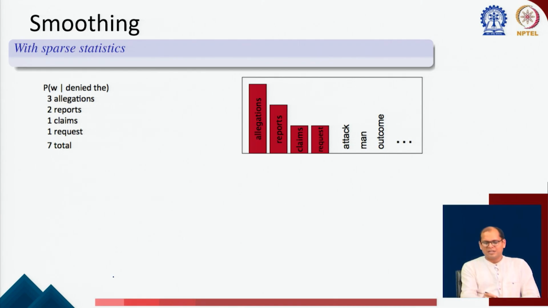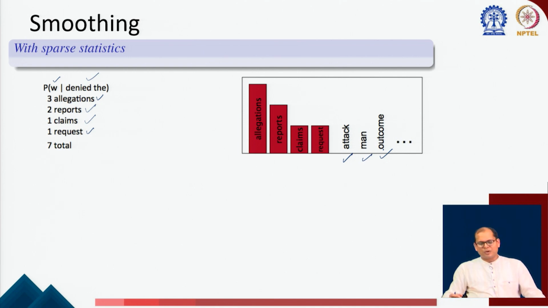For example, we have the probability of a word w given denied the. In my training data, let us say I have seen the word allegations occurring 3 times, reports occurring twice, claims occurring once, and request occurring once. So, in total I have seen denied the 7 times, and these 4 words occur with different numbers of times. But I have never seen denied the attack, denied the man, denied the outcome. I have never seen those, but they are likely. They may not have been seen in that data, but they are likely.